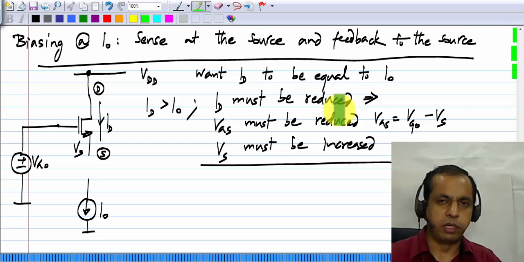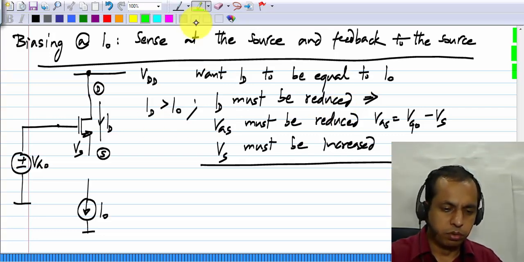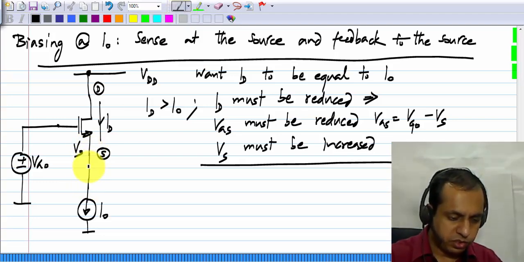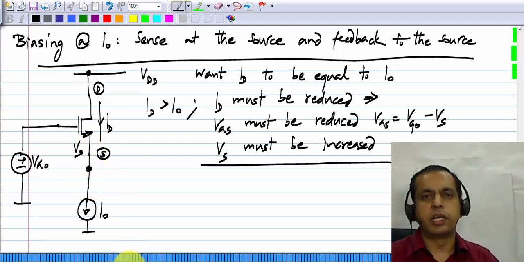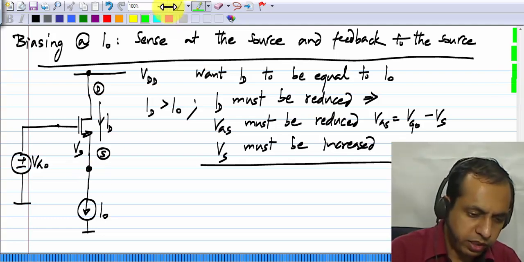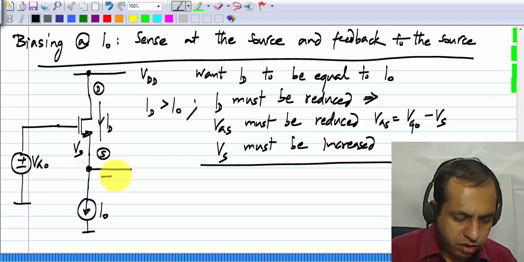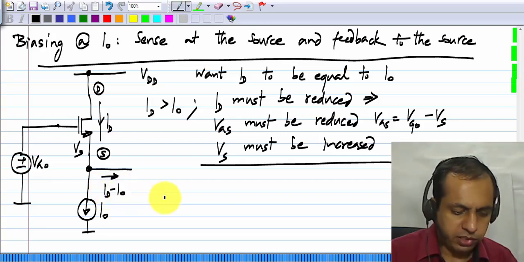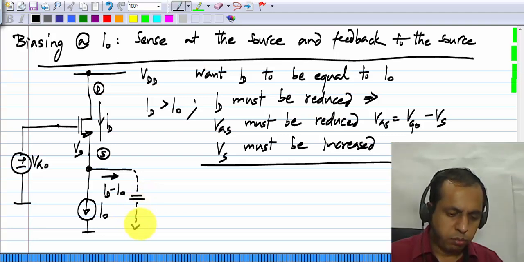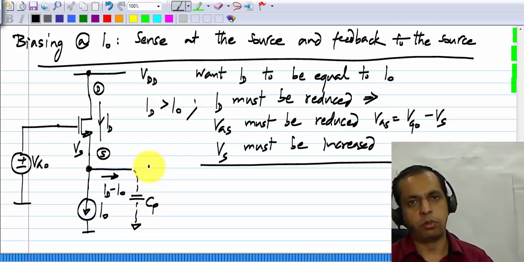Now we generate the feedback action by comparing ID to I0. The current is flowing here from drain to source and the fixed current source is there, and to make the comparison we tie these two currents to the same node. Just like before. Earlier we had connected the current source to the drain of the transistor, now we connect it to the source of the transistor. So we connect it up like that. If we do that, the difference ID minus I0 tends to flow out that way, and where does it go? It goes into the parasitic capacitor associated with that node.